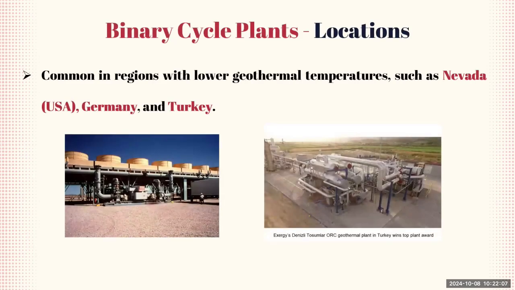Some of the binary cycle plant locations are in regions where they have lower geothermal temperature, such as Nevada, USA, Germany, and even Turkey.